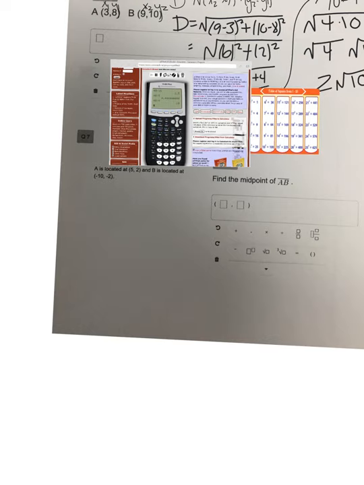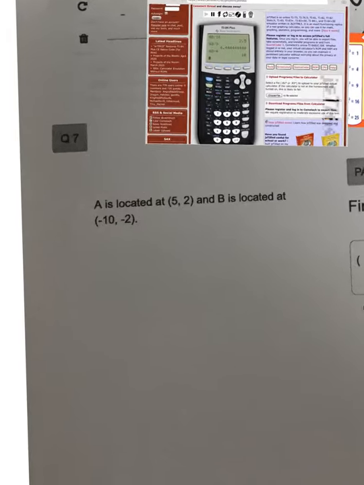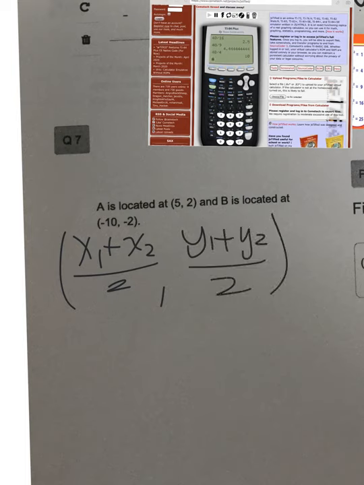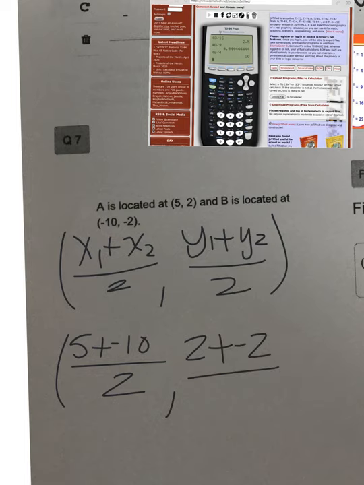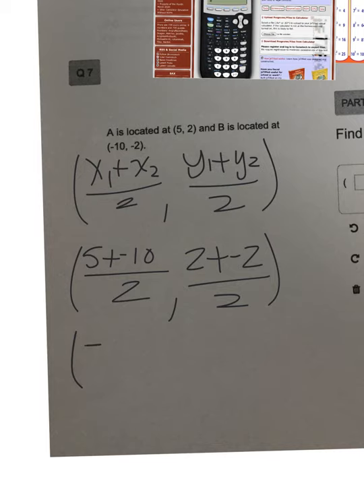Let me move this stuff out the way. So we have these 2 points. We want to find the midpoint. This is the one y'all are asking about. So remember, the midpoint is just x1 plus x2 over 2 and y1 plus y2 over 2. If I look at my x values, I'm going to add those together. 5 plus negative 10, and 2 plus negative 2 are my y values. I'm going to add those together. 5 plus negative 10 is negative 5.